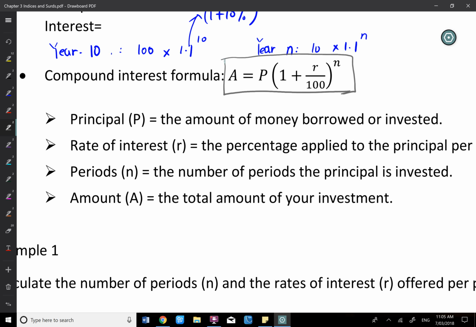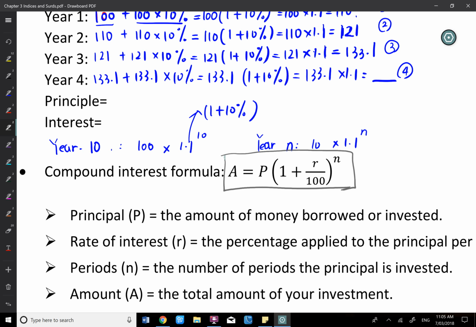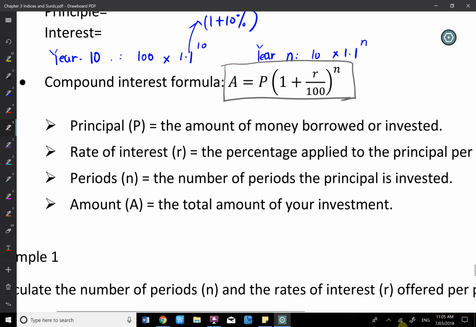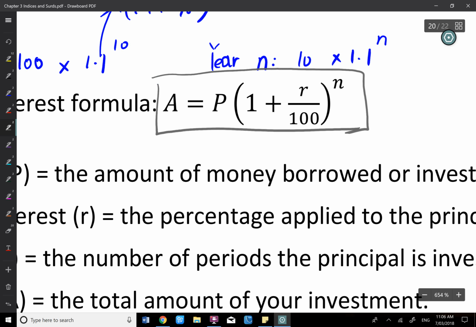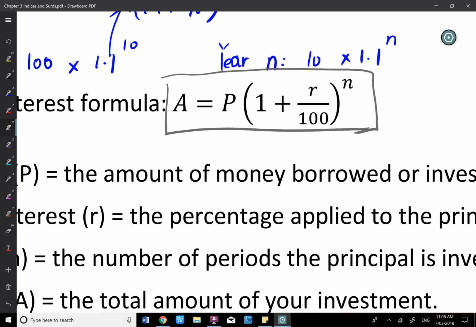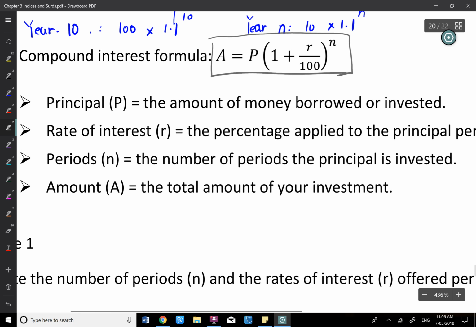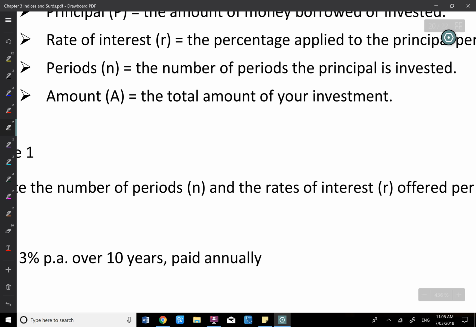So A is the total amount and P is the principal. And then 1 plus R over 100, which is R%, that's 1 plus the interest rate. You see, we have 1.1 before. That's how many times you will earn, like in the first year, second year. And then to the power of n is after how many years? After 1 year, you times with that rate. After another year, you times another rate. So that will be just to the power of n. That's the formula we use to earn principals.